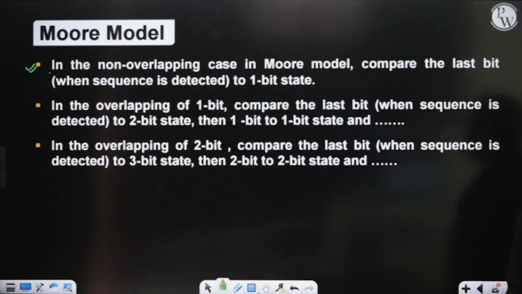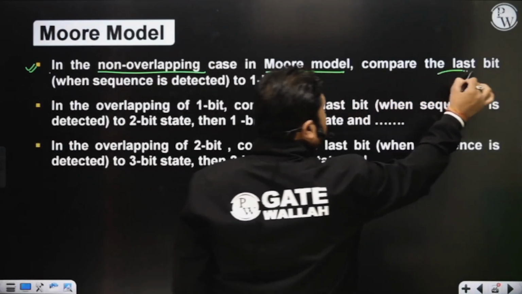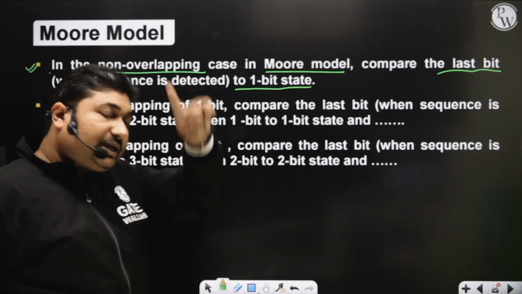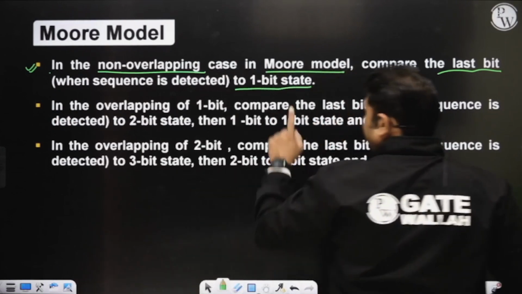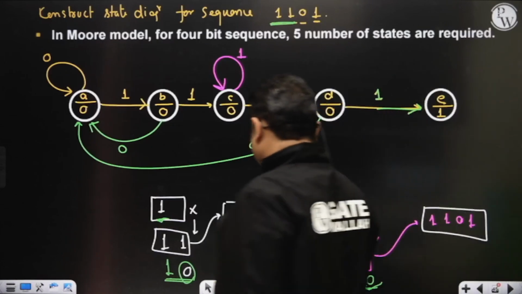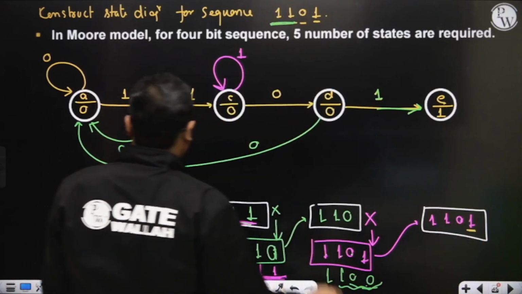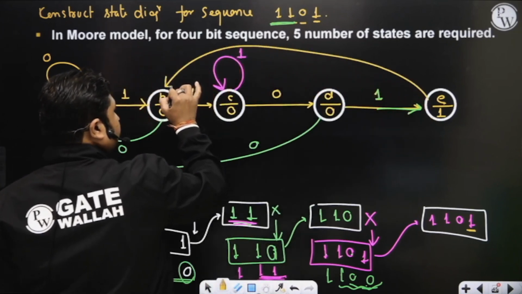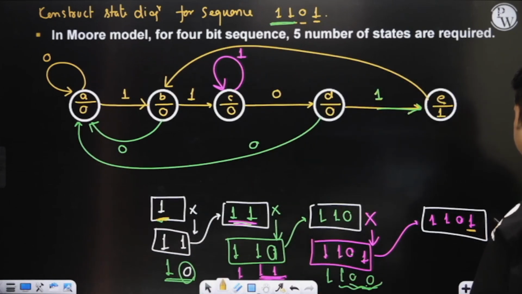So in the case of non-overlapping, what do we have to do? In the Moore model, compare the last bit to the 1 bit state. When the sequence got detected, compare the last bit to the 1 bit state. And if it matches, come to this state. Is it okay? Yes, sir.